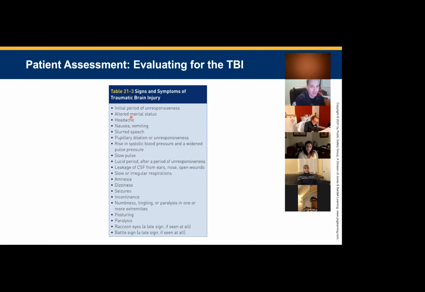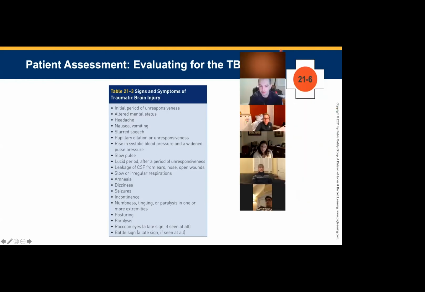We can also assess for a headache. What might a headache tell us? Pressure in their brain. Hematoma, absolutely. We may see nausea and vomiting from the increase in pressure. We may have slurred speech, similar to that of a stroke. We may have pupillary dilation or unresponsiveness. If we see that a pupil is dilated or unresponsive, does anybody know what that tells us?